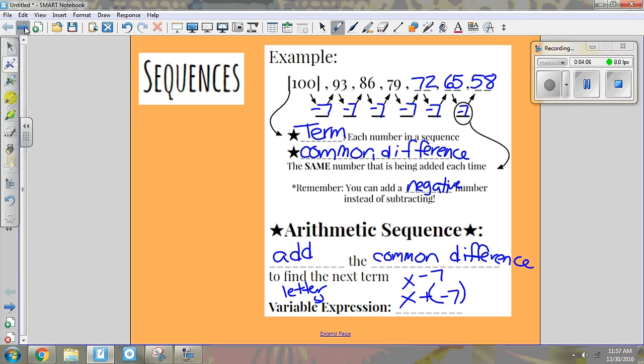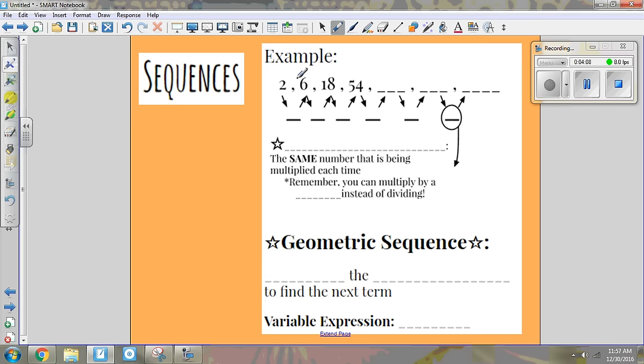Let's try out another one. In this one, I still know the first 4 terms, and I'm looking for the next 3. So before I talk about the vocabulary for this one, let's just try to figure out the rule. Well, I went from 2, and then I got to 6. There's a couple of different ways we can do that. I could multiply by 3, but I could also add 4. Both of those rules would work for those first 2 terms. So let's see which one we use for the next one.